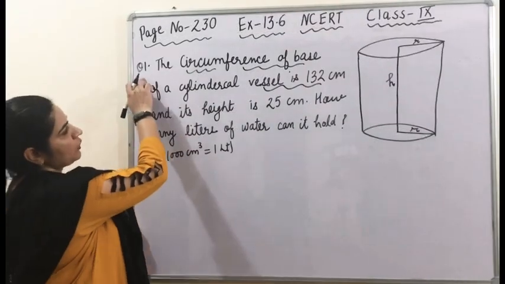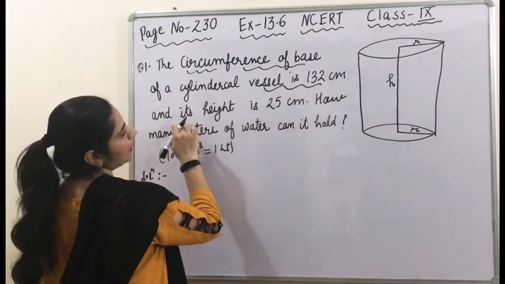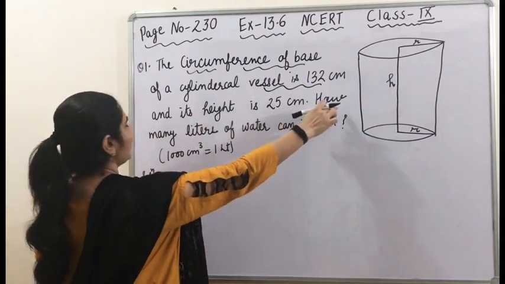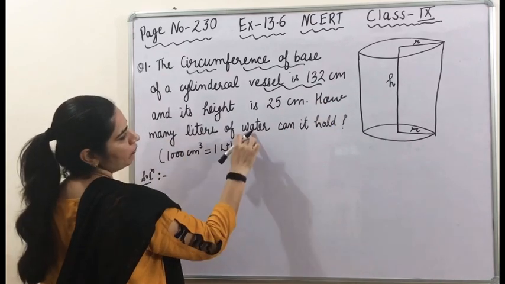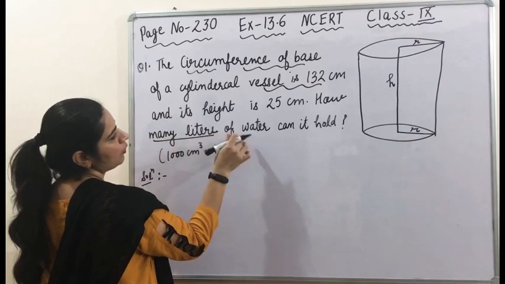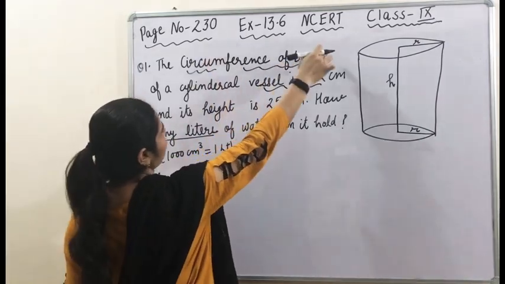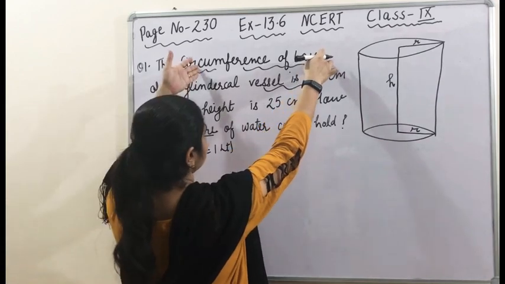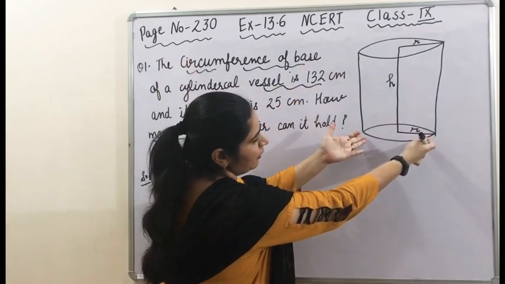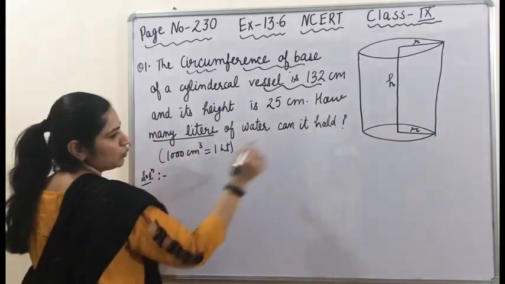Okay, in first question, circumference of the base of cylindrical vessels is given, its height is also given, and we have to find out how many liter of water can it hold. Means we have to find out volume of the cylinder. Here circumference of the base is given. The base of the cylindrical vessel is a circle, and what is the circumference of the circle? It is 2 pi r.